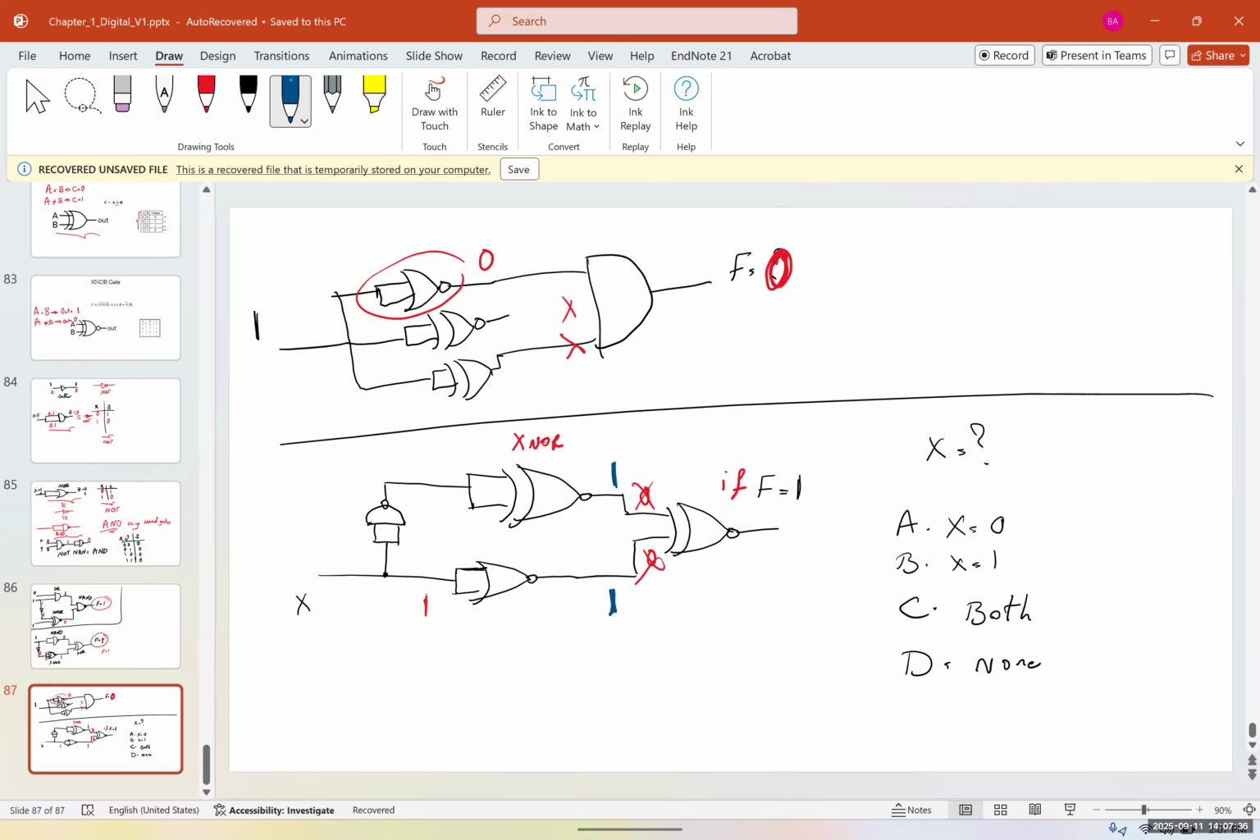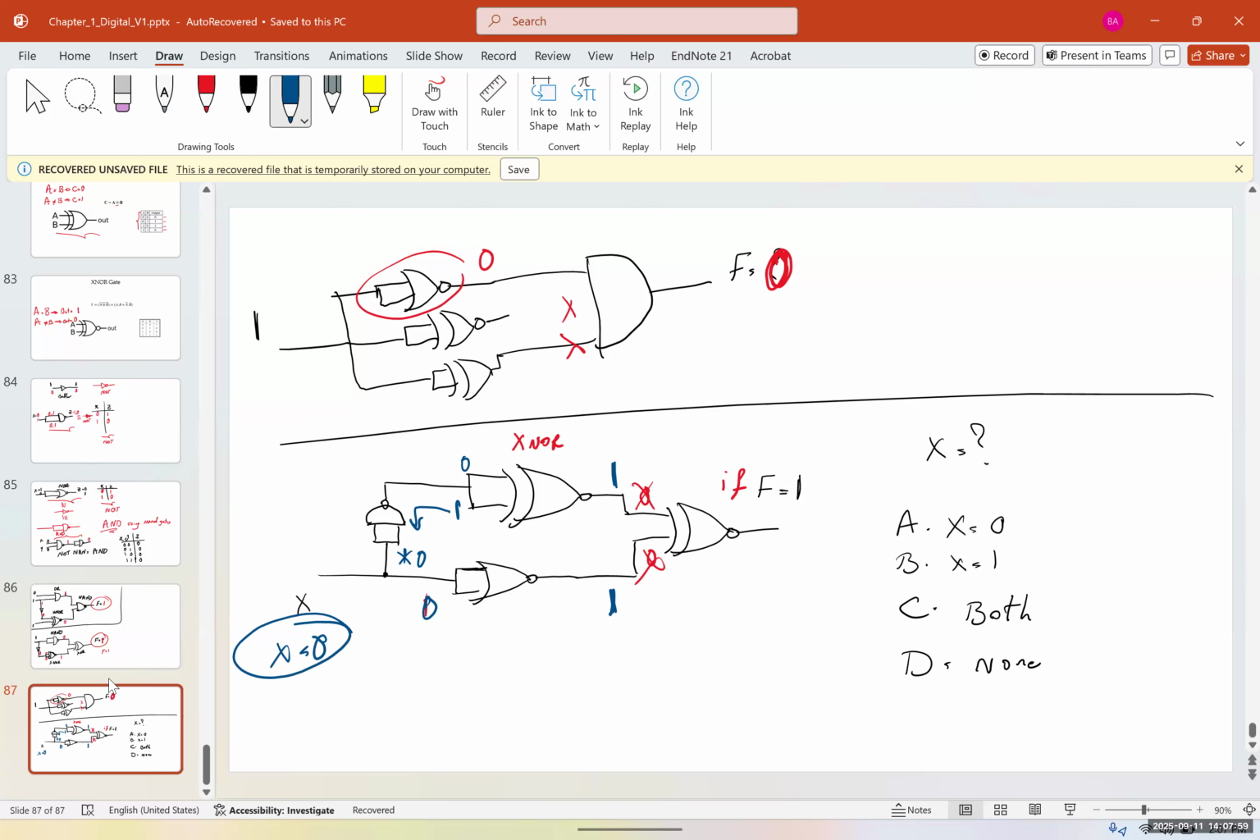What about if it's 1, 1? Then if that is 1, the outputs are equal. It could be 0 or it could be 1. And what about if this is 1, this is 0? If this is 0, this should be 1. Again, this is not possible. So this must be 0. So this is 0, and X is equal to 0.